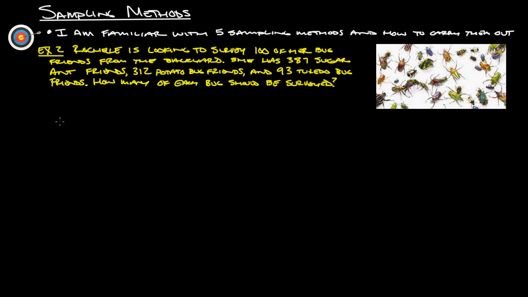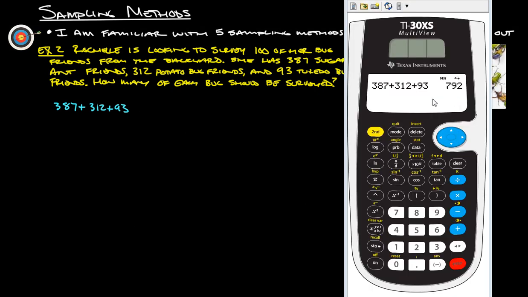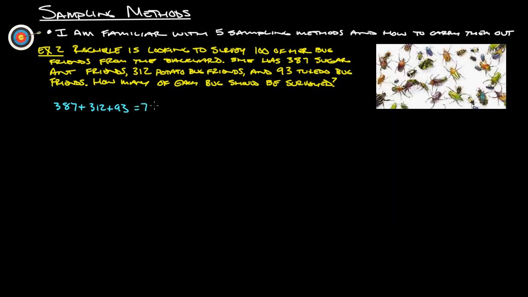Okay, so what we want to do is figure out how many total friends she has of her bug friends here. So we've got 387, 312, and 93. Okay, so we're going to add those all up to see what we get. Okay, that gives us 792 total bug friends.